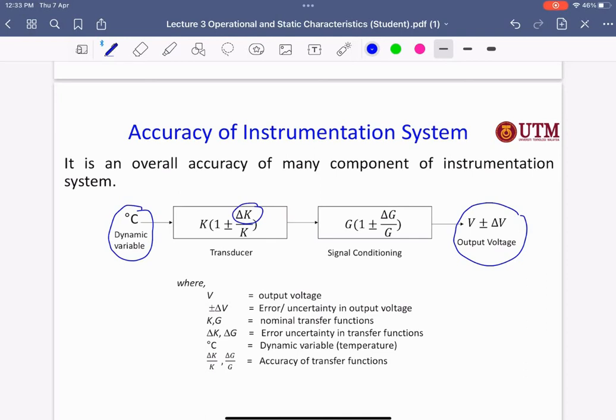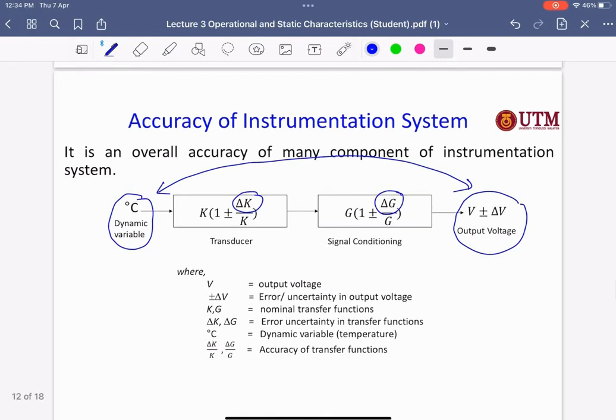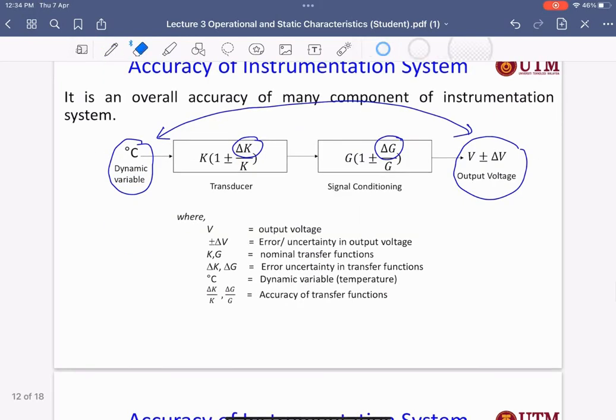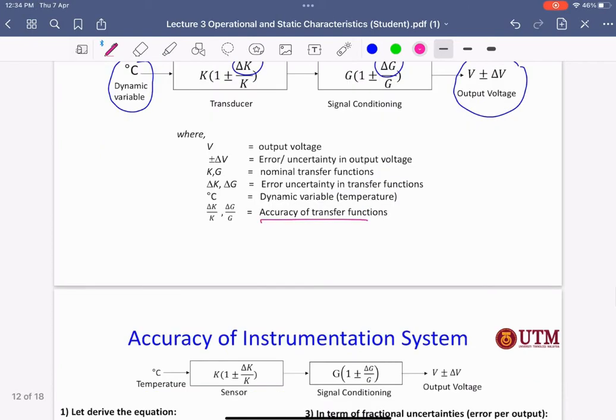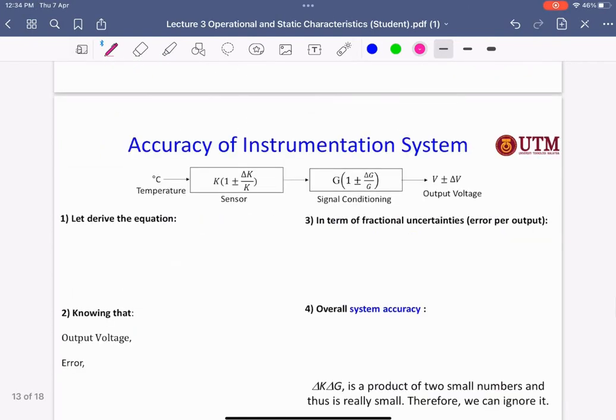Then the signal conditioning itself has an error, and also has a gain G. So what will be the relationship between the output and the input here? We will look into this. Plus delta K over K and delta G over G, we call it the accuracy of the transfer function. So let's do a little derivation about this.